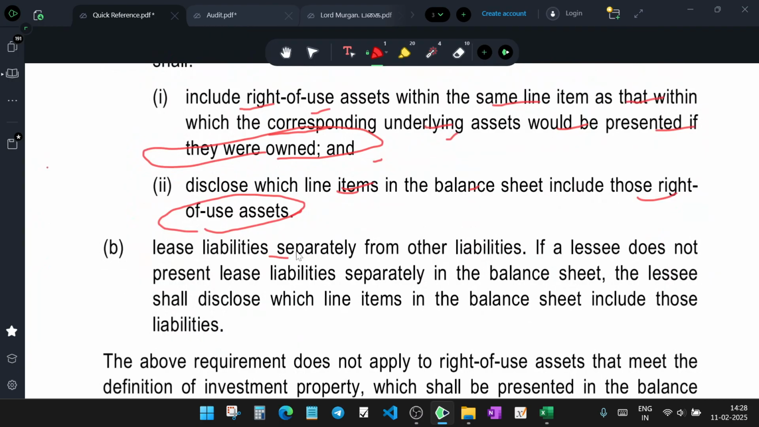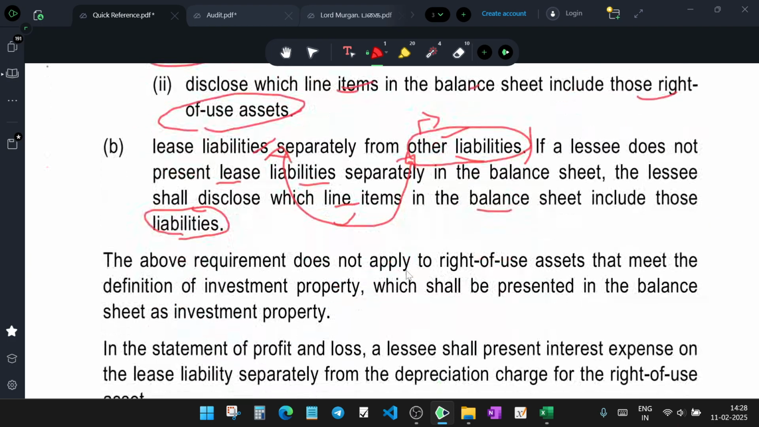The lease liability should be presented separately from other liabilities. So lease liability should be separate, and other liability should be separate. If the lessee does not present the liability separately in the balance sheet, the lessee shall disclose the line item in the balance sheet that includes those liabilities. If they have not shown other liability and lease liability separately, they need to disclose it. This is the liability with respect to lease, and this is the liability with respect to other liability that needs to be disclosed.